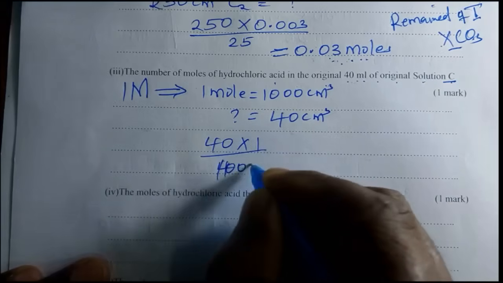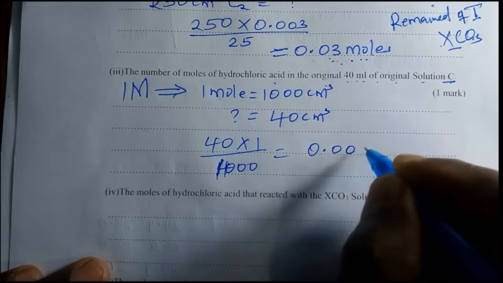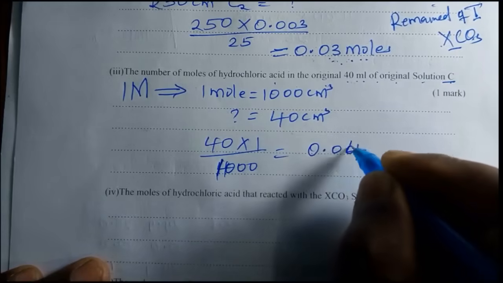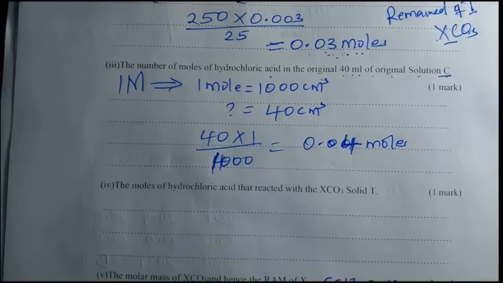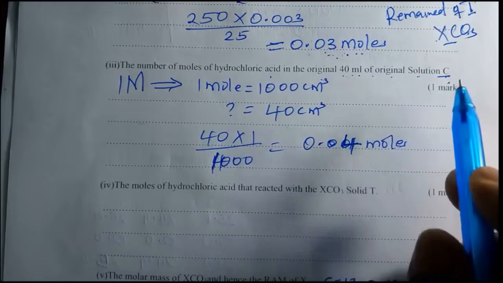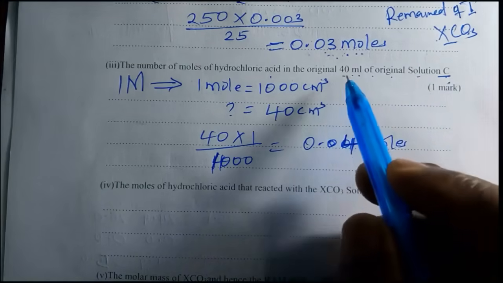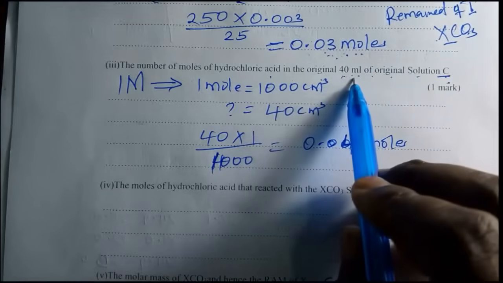And the answer is 0.4. So 0.4 is the number of moles of the original solution C that we picked and measured, and then solid T was dropped inside and the reaction took place, and this one remained.